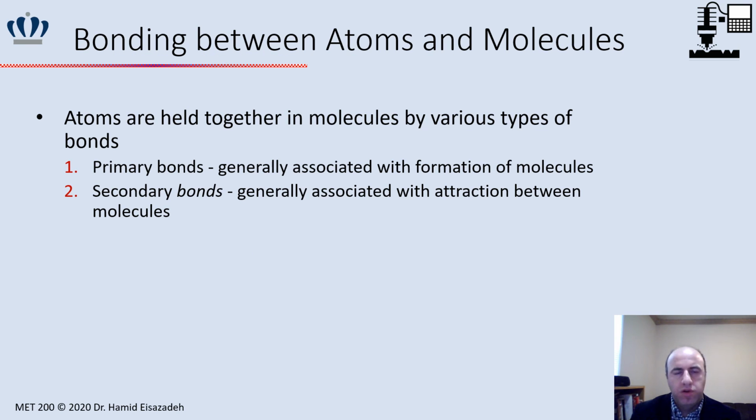As I mentioned before, matter consists of atoms, and atoms are held together in a molecule by various types of bonds. We have two types of bonds, for example here: primary bond and secondary bond. Primary bond is associated with the formation of molecules, and secondary bond is associated with attraction between molecules. Keep that in mind. A primary bond is much stronger than a secondary bond.